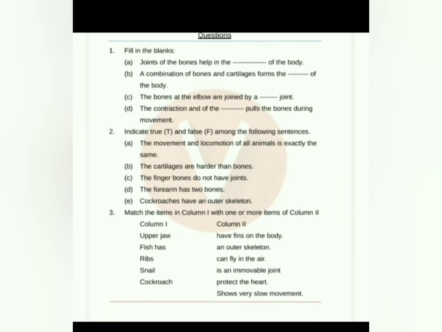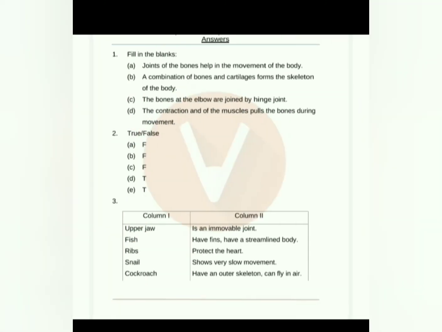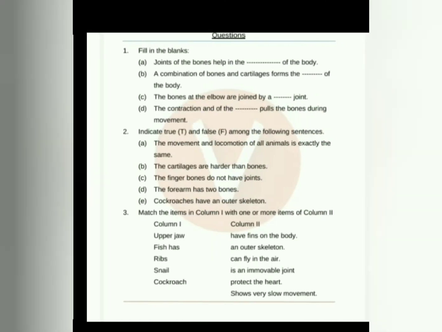Next, see the D question. The forearm has two bones. Is it correct? Observe your forearm. How many bones are there? Is it two bones? Exactly, students. Answer is true. Means the forearm has two bones.